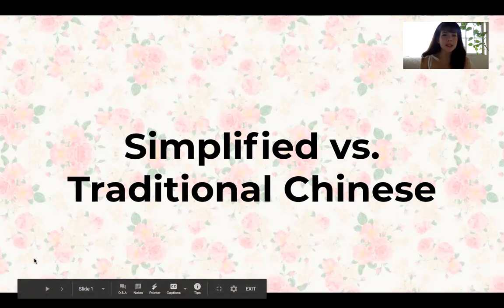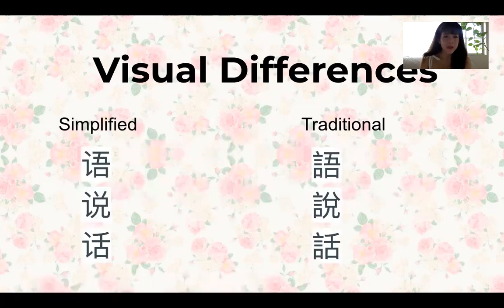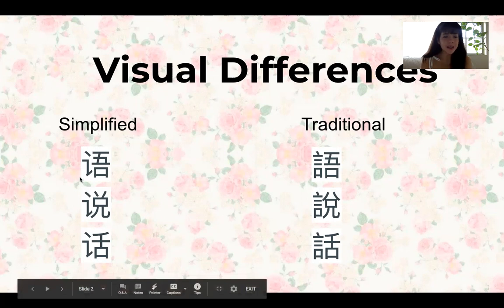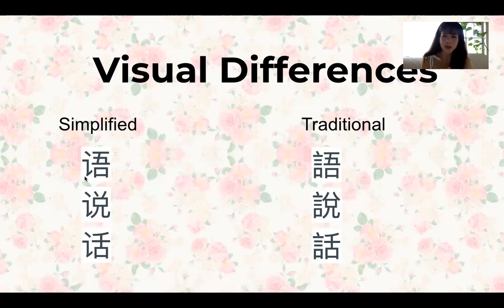So what are the differences between simplified and traditional? Well, I think the most obvious difference would be the visual difference, right? So if you just look here, you can see that this radical, the radical for word, I think, is so much simpler in the simplified version. I think that's just 2 strokes, whereas the traditional one is 7 strokes. So that's a really big difference already, but there are more dramatic examples.